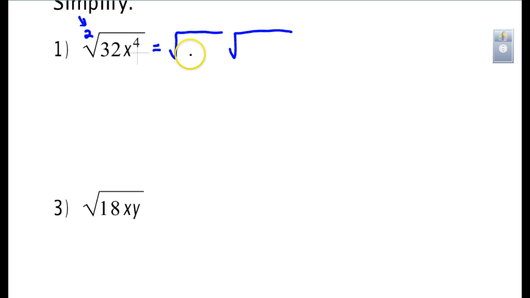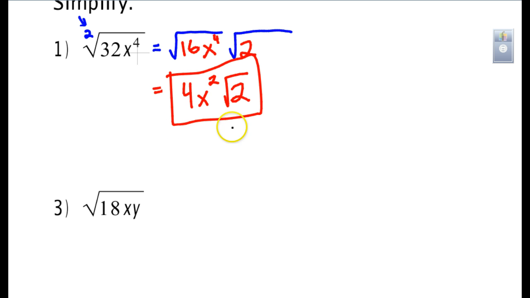Okay, so we had 32 is 16 times 2, right? And x to the fourth. 4 is a multiple of our root. So we can put the whole thing in there and then simplify. Square root of 16 is 4. Half of 4 is 2. Okay, or 4 divided by 2. And then what's left over, and that's it. We don't have an odd exponent, so that's our final answer. Nothing more than that.